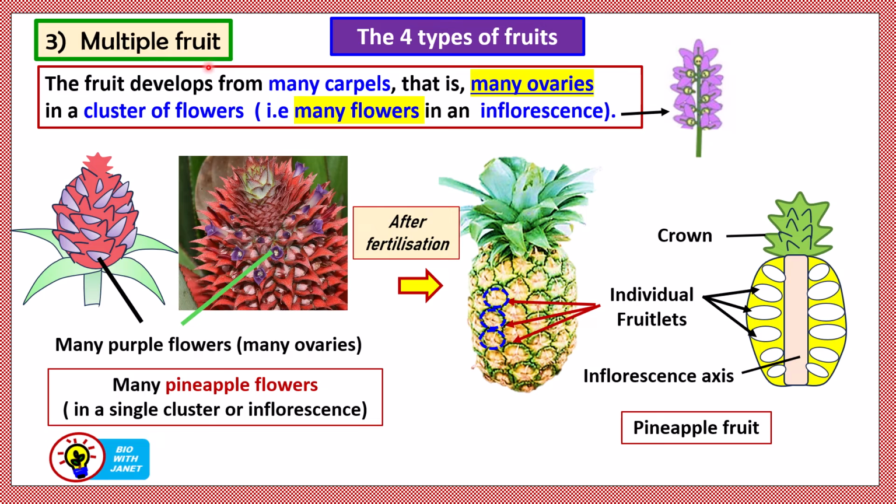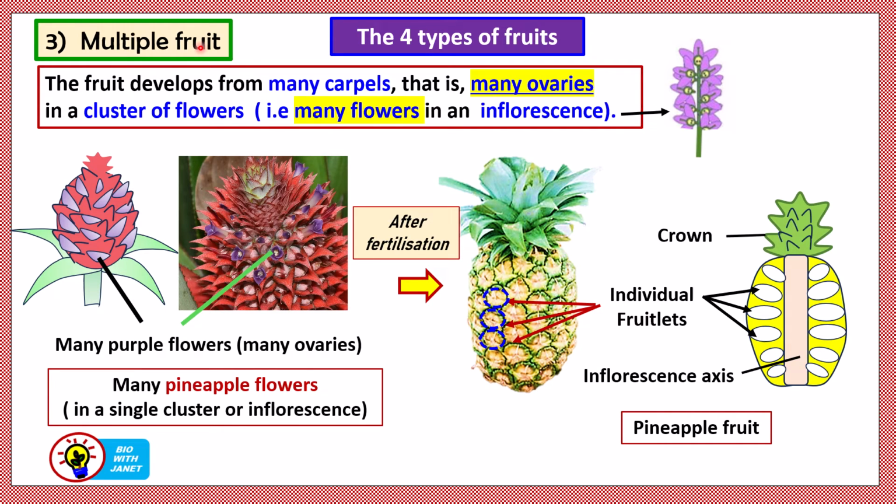Next, we have the multiple fruit. This fruit develops from many carpels, that is many ovaries again, but in many flowers. Okay, in many flowers that are grouped together to form a cluster. So many flowers in an inflorescence or a cluster, as seen here. There are 1, 2, 3, 4, 5, 6, many flowers here on a single stalk. So it's called a cluster of flowers.